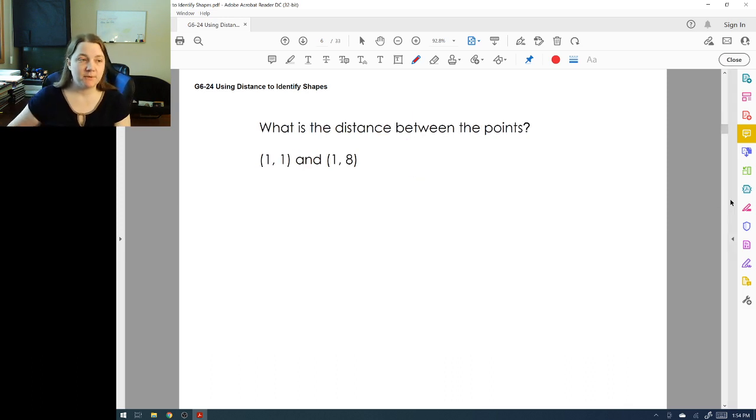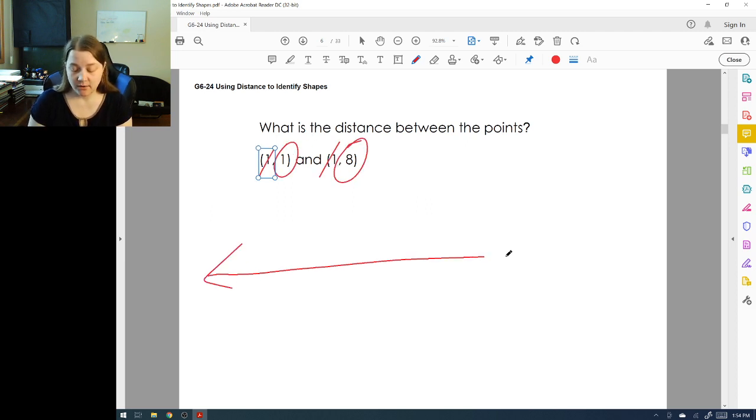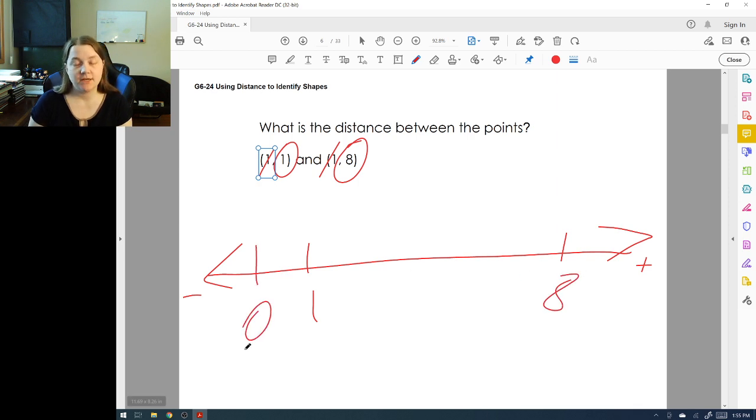The distance between these two points, again, that first number is the same, so we're going to look at the second number. Now on this number line, with the negatives over here and the positives over here, I have 1 and 8. 1 and 8 are both on the same side of 0.